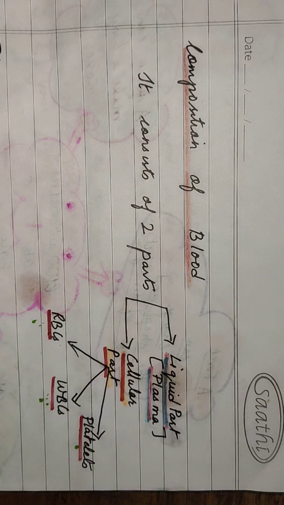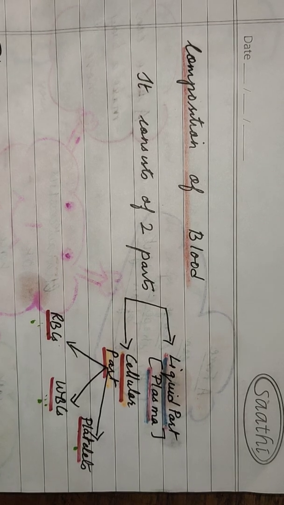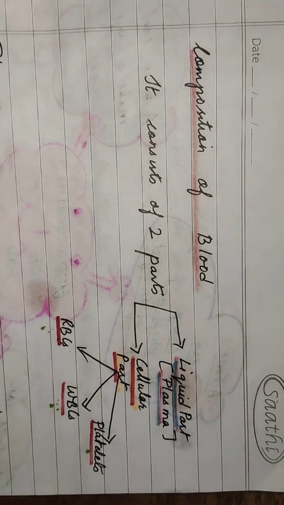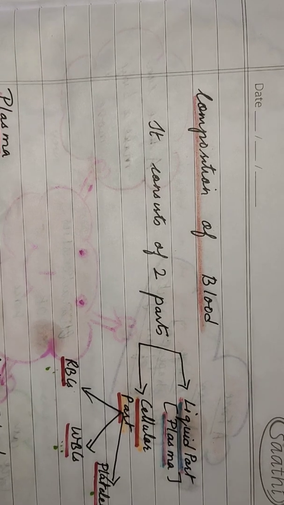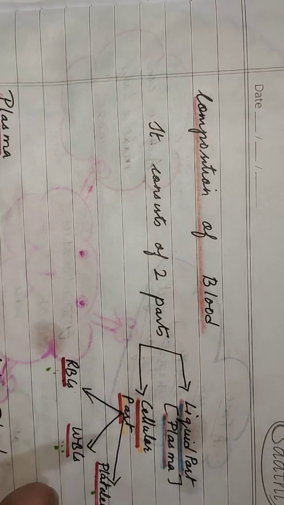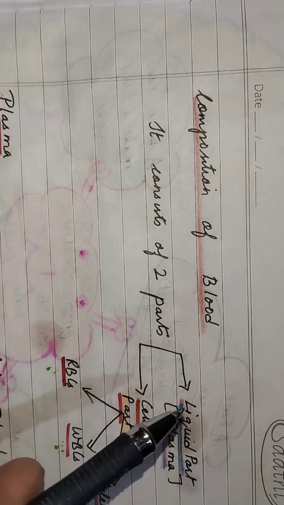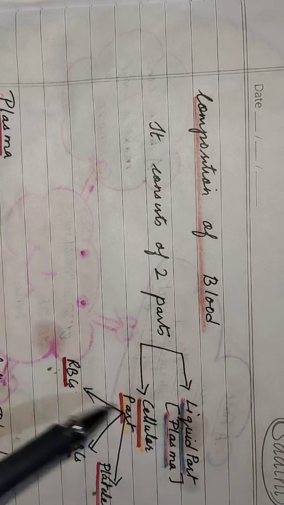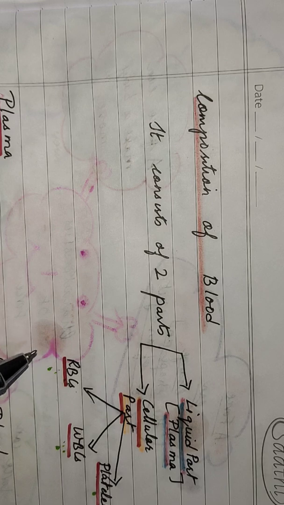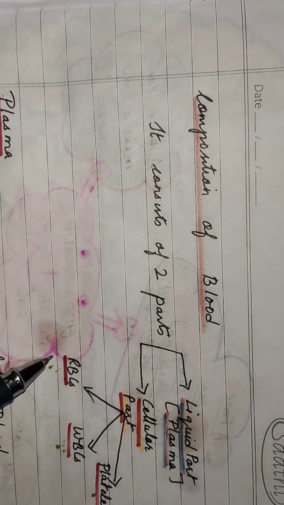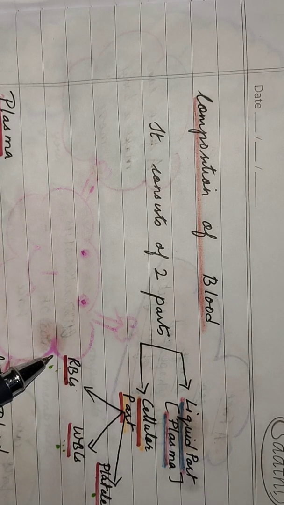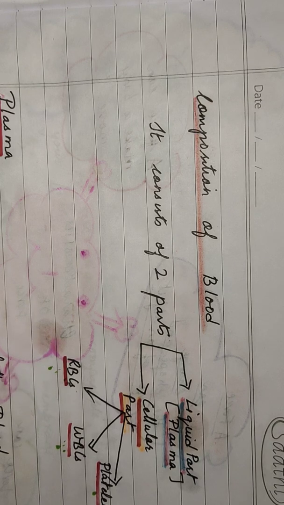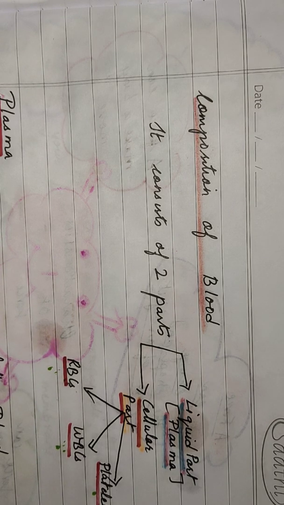Good morning, students. In the previous class, we learned about the composition of blood. We came to know that it consists of two parts: one liquid part and the cellular part. We have already completed the liquid part, that is plasma. Now we'll be starting with the cellular part. Today we'll be studying about RBCs, or red blood cells, also known as erythrocytes.